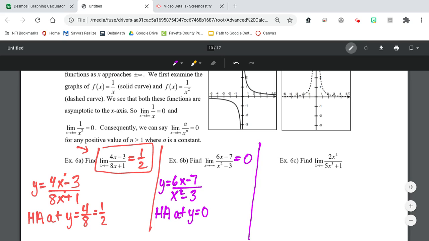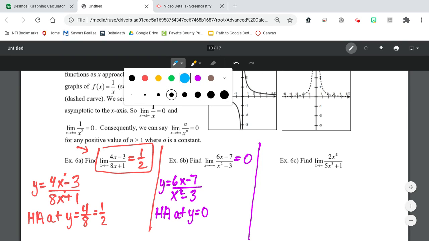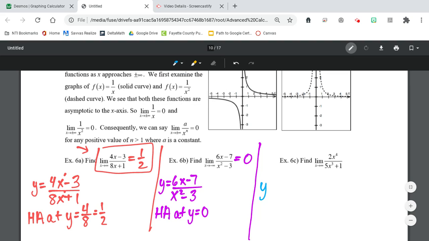Now, 6c is saying, what is the limit as x approaches infinity? And so in this case, if I think about the function y equals 2x to the 4th over 5x cubed plus 1, then I know that the degree in the numerator is larger than the degree in the denominator. So that tells me that this function has no horizontal asymptote. Well, if it doesn't have a horizontal asymptote, it doesn't approach anything at the end. So I think of a function that doesn't have a horizontal asymptote, like a parabola.